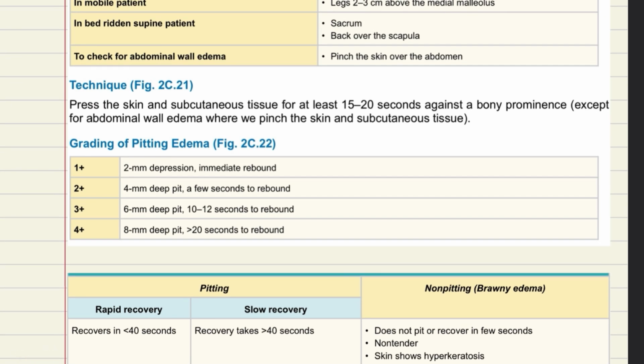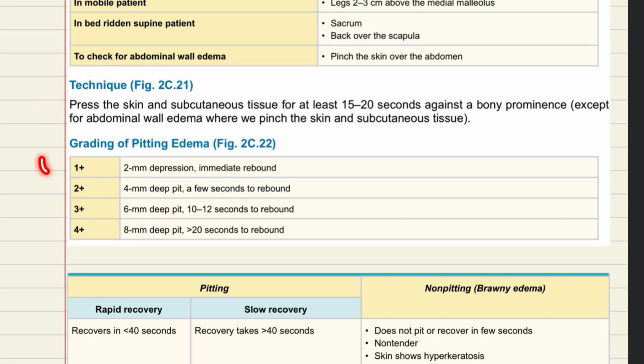Now after that, we want to know what is the technique. For that, we need to press the skin and the subcutaneous tissue for at least 15 to 20 seconds against a bony prominence, like in the medial malleolus, where we check by pressing the skin 2 to 3 centimeter above the medial malleolus for 15 to 20 seconds, except for the abdominal wall edema, in which we pinch the skin, not press the skin, right? So this was the technique.